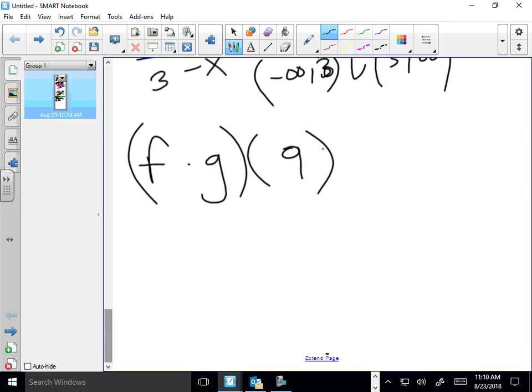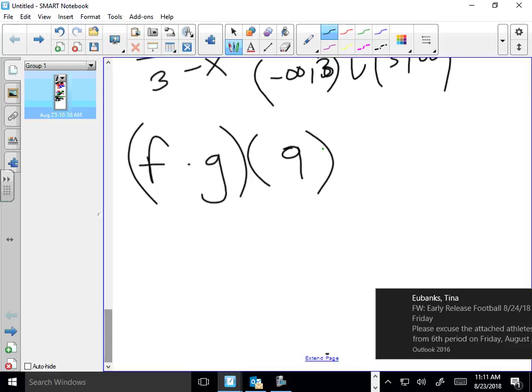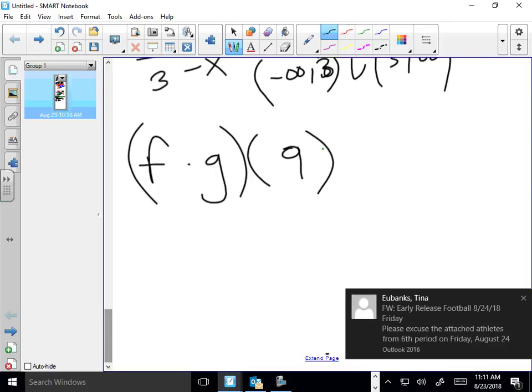Who did approach A, they found f of 9, g of 9, and then multiplied? Okay, and did anyone find little baby h of x and plug a 9 in? Okay. Like I said before, both methods always work. One is not better than the other. I kind of think it's good to know about both. Any questions about this? Do you see it now? Okay, great. So we can evaluate functions.